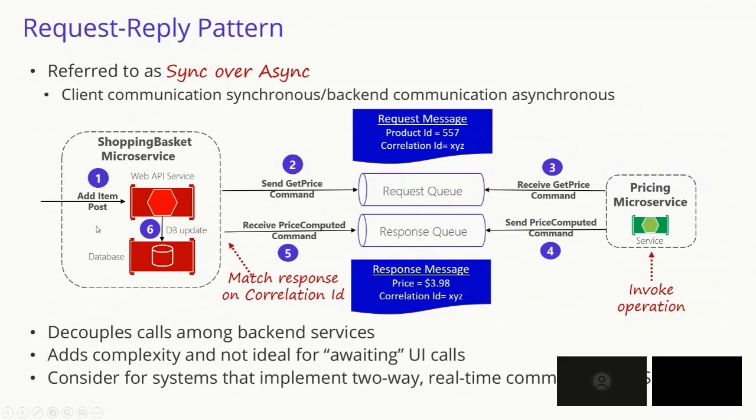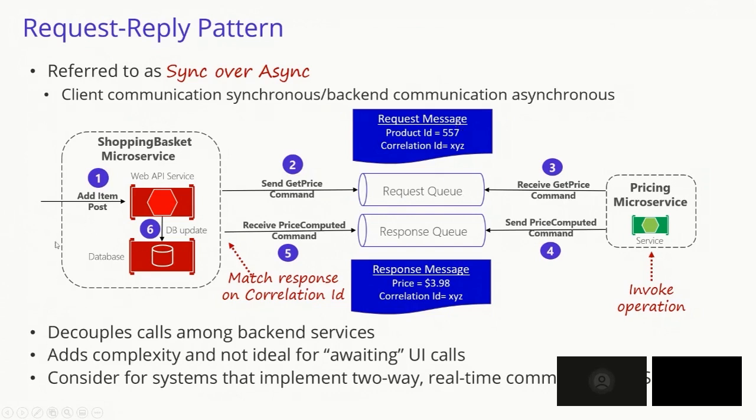So here comes the post, maybe. The shopping basket goes, I need a price. It could place a message into the request queue saying, I need a price for product 557, and here's a correlation ID, a unique value for that ID. The pricing service could grab that, pull it out of here, compute the price, and shove a message back in the response queue that would basically say the price is $3.98, and here's that same correlation ID. And then the original service could pull the response queue, pull the message out, match the correlation ID and say, oh, the price for 557 is $3.98.